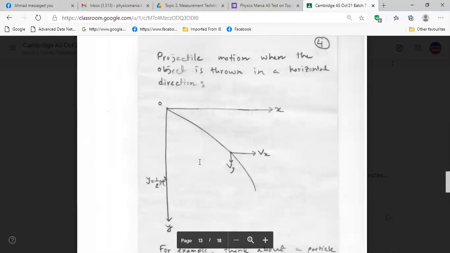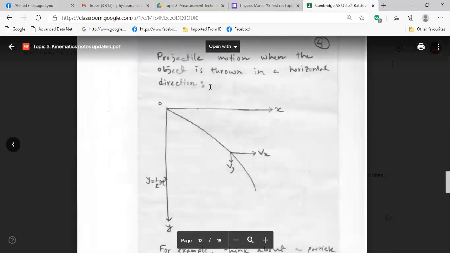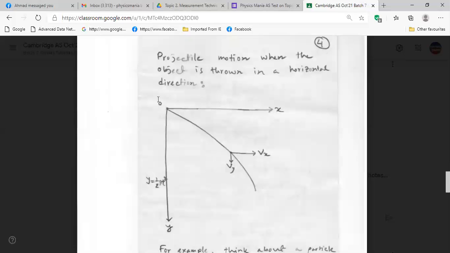Now, projectile motion, like you are standing on your roof, right, Farhan? Yes, sir. And you are throwing one stone straight horizontally. If someone is standing on a higher place and throwing something, that time we get this shape of projectile. You see projectile motion is shown when the object is thrown in a horizontal direction. First you understand, don't write anything now.